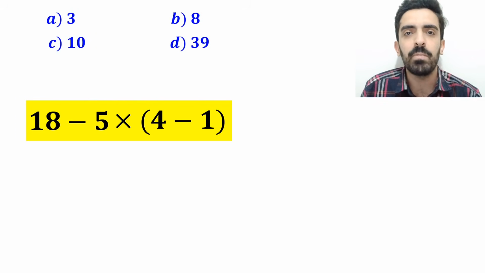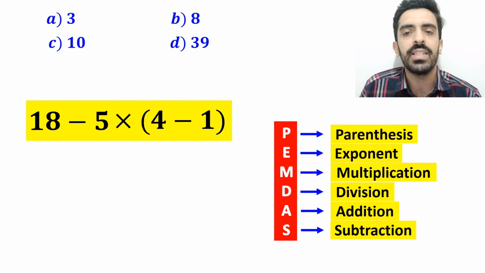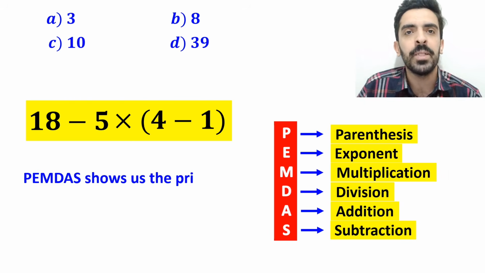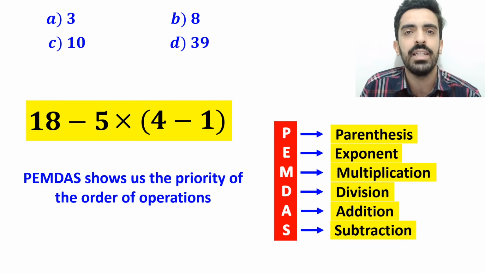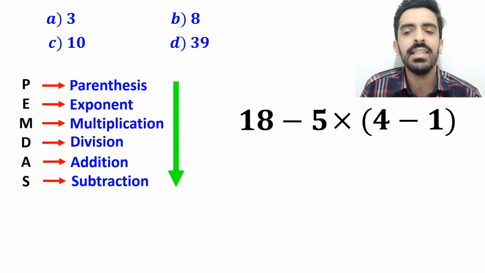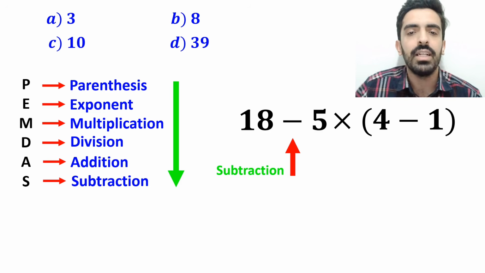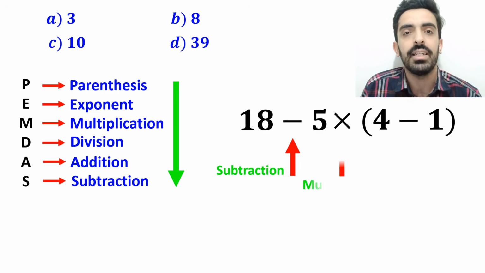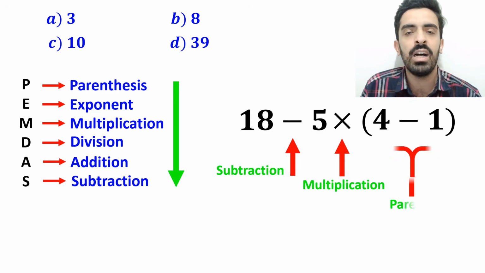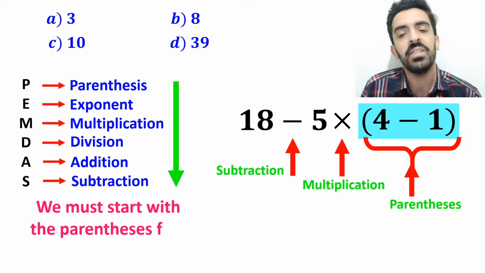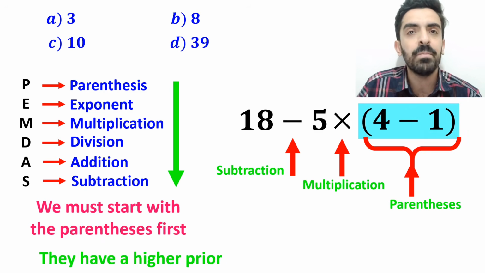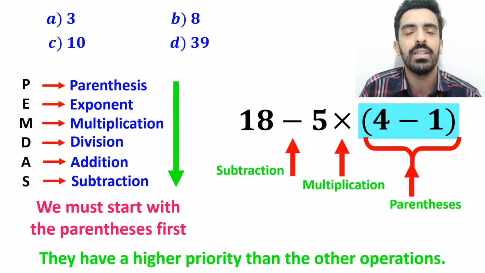Alright, now let me explain step by step how to solve this expression properly. To solve this question, we must follow the PEMDAS rule. PEMDAS shows us the priority of the order of operations. Okay, as you can see in the image and this expression, first we have a subtraction sign, then a multiplication sign, and finally parentheses. We must start with the parentheses first because they have a higher priority than the other operation.